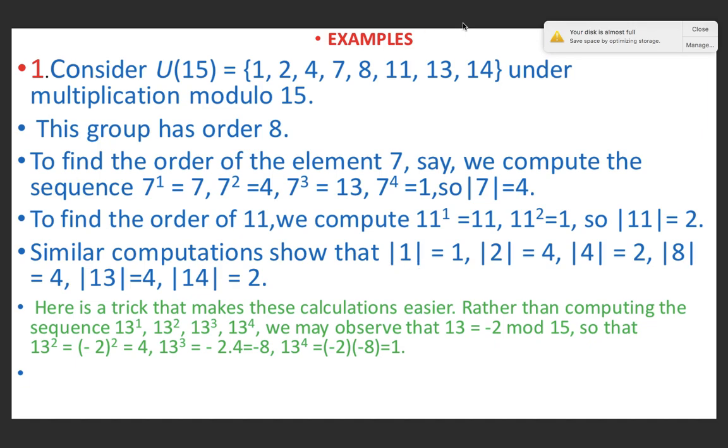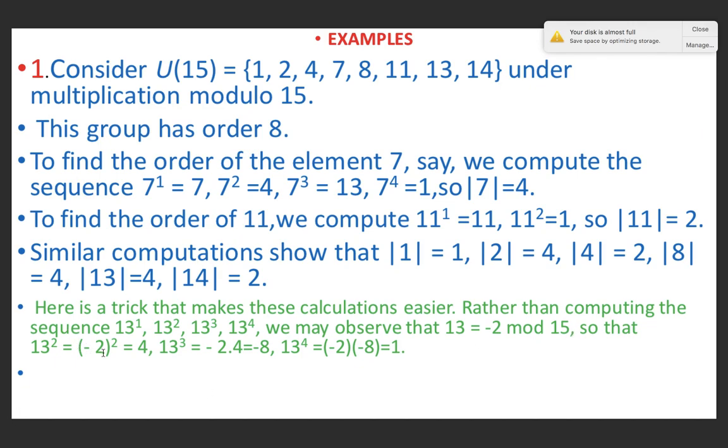But you may notice that for elements like 13, 14, it is not so easy to calculate 13, then 13 squared, then 13 cubed, then 13 raised to 4, and so on. So here is a trick that makes this calculation easier. Rather than computing 13, 13 squared, 13 cubed, 13 raised to 4, we may observe that 13 is equal to minus 2 mod 15, because if we divide 13 by 15, the remainder is minus 2. So 13 raised to 1 is equal to minus 2 mod 15. We will use this to calculate the next terms of the sequence.